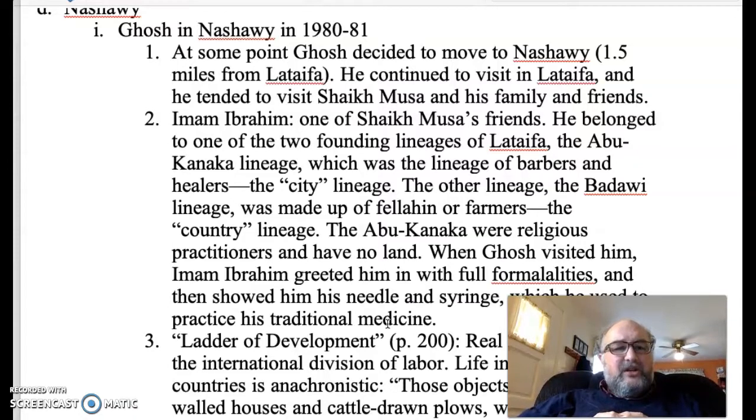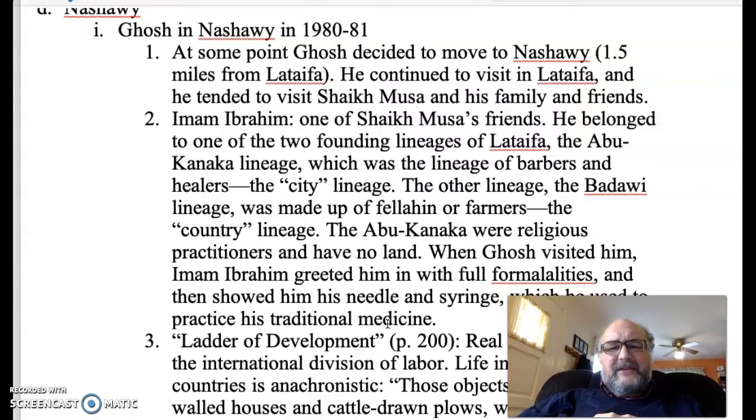Okay, back to Ghosh. Ghosh moves to Nishawi. Remember, Nishawi is the bigger town. Lataifa is the little village. Nishawi is the big town. At some point, Ghosh decided to move to Nishawi, 1.5 miles from Lataifa. These are fake names. I think Nishawi might be real, but Lataifa is fake because you can identify people.